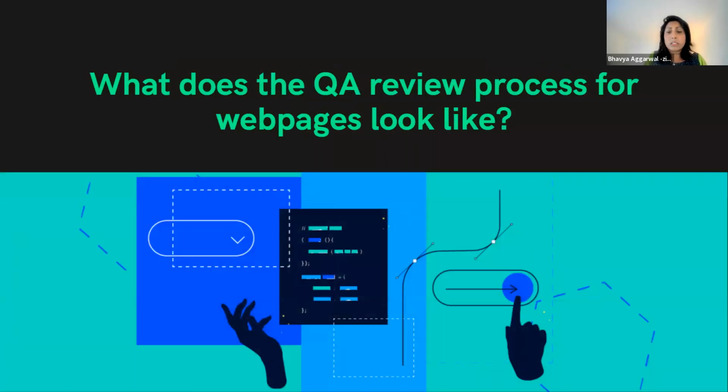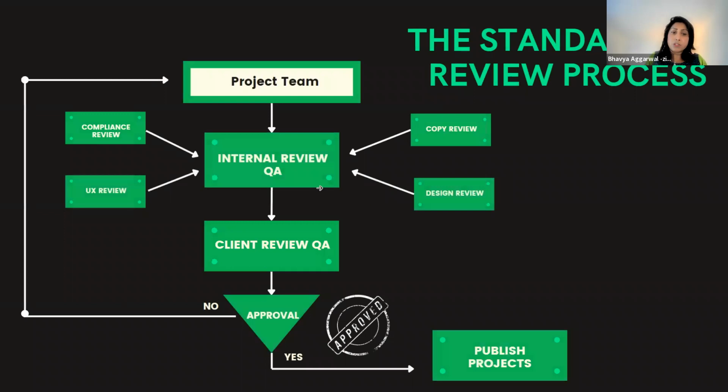So let's really quickly talk about what the QA review process looks like for web pages today. Typically, there's a project team, they will set up a staging server, and of course the design gets discussed in Figma or somewhere else. But by the time the first sprint starts, there is a lot of review and QA that's still required. There might be multiple stakeholders, depending on the size of the project, who all are involved.